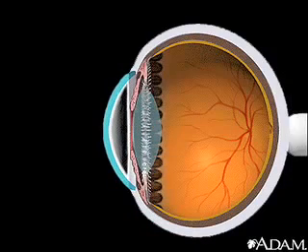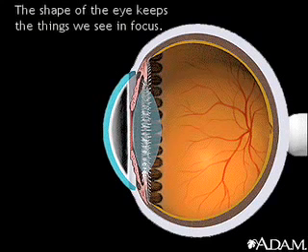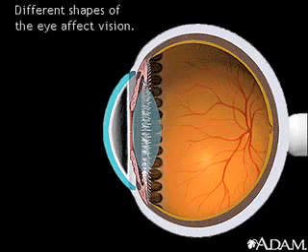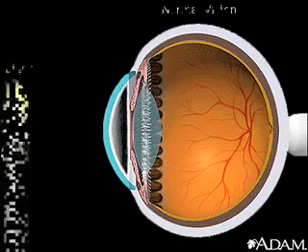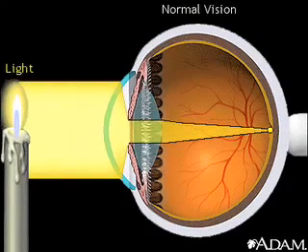Next, let's take a look at a couple of common conditions that cause blurry vision. The shape of the eye is very important in keeping things we see in focus. If the shape of the eye changes, it affects a person's vision. Normally, light is precisely focused onto the retina at a location called the focal point.